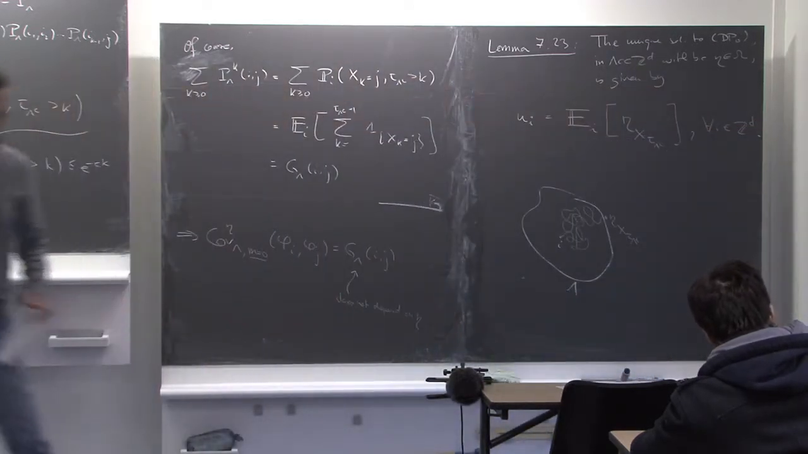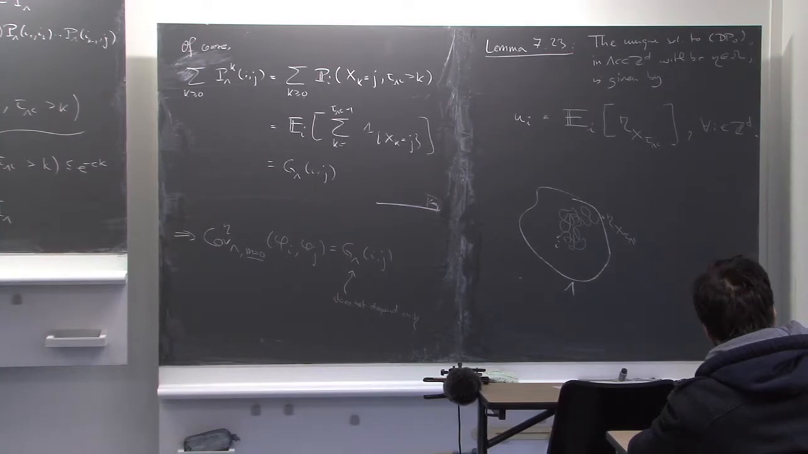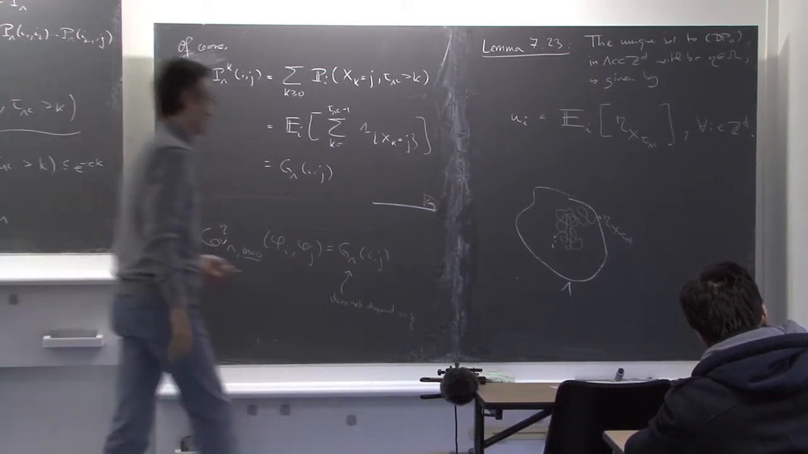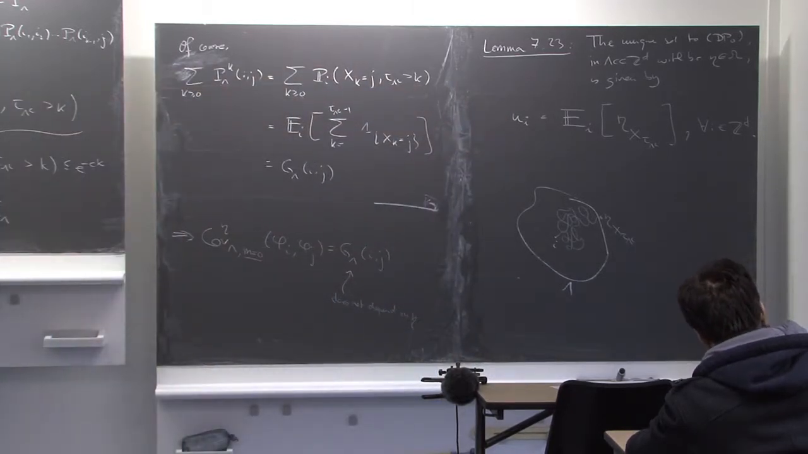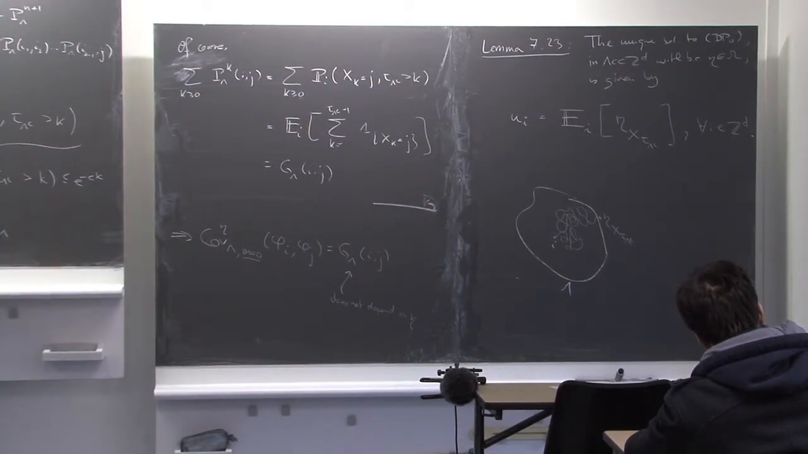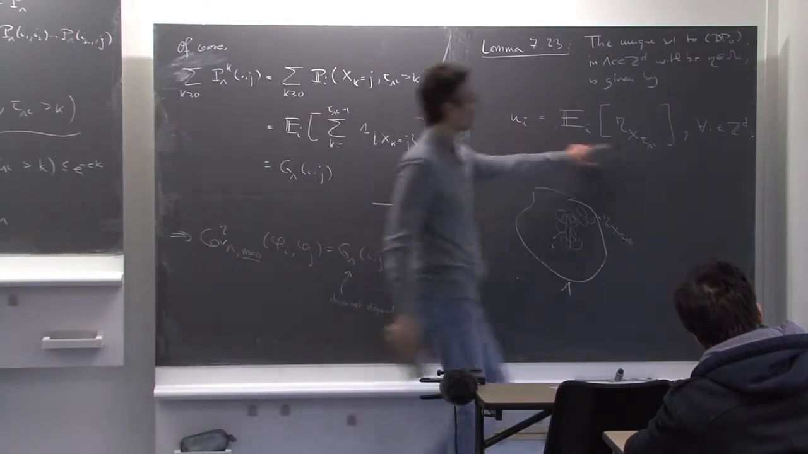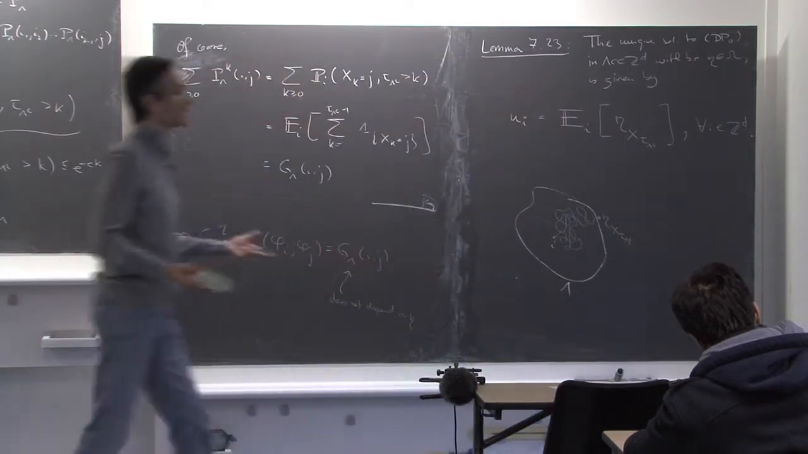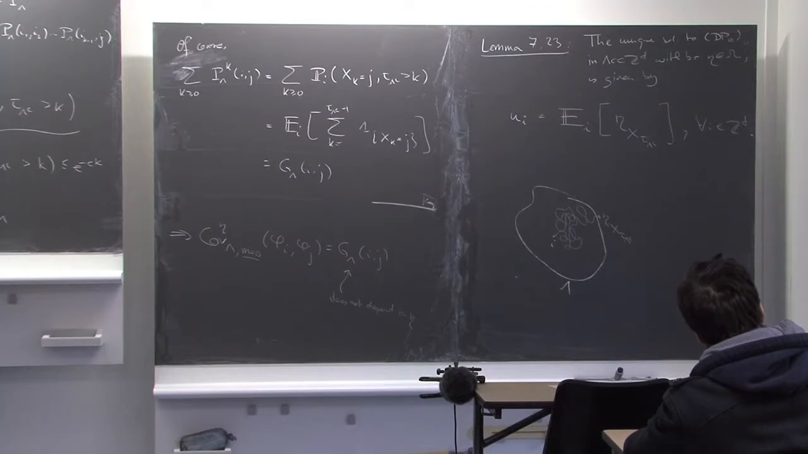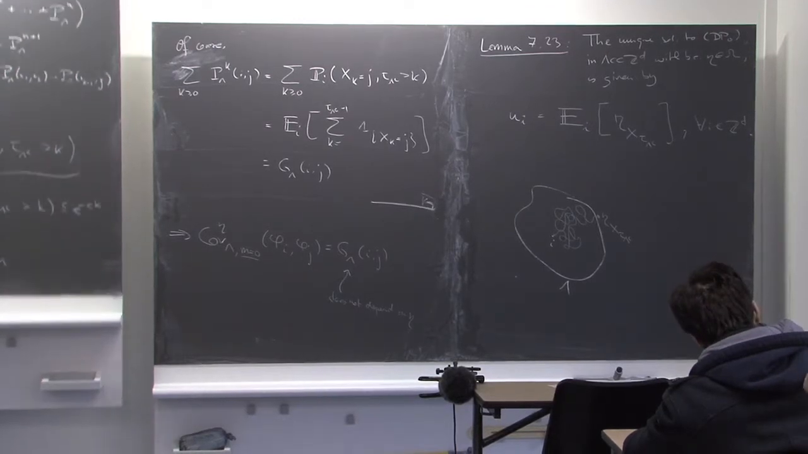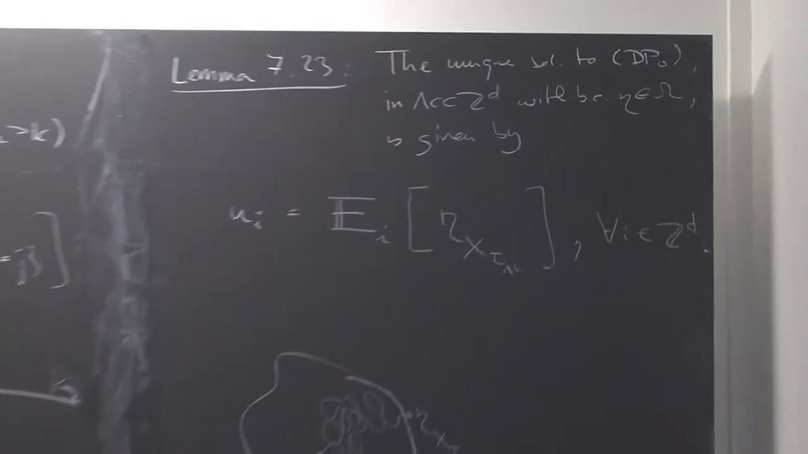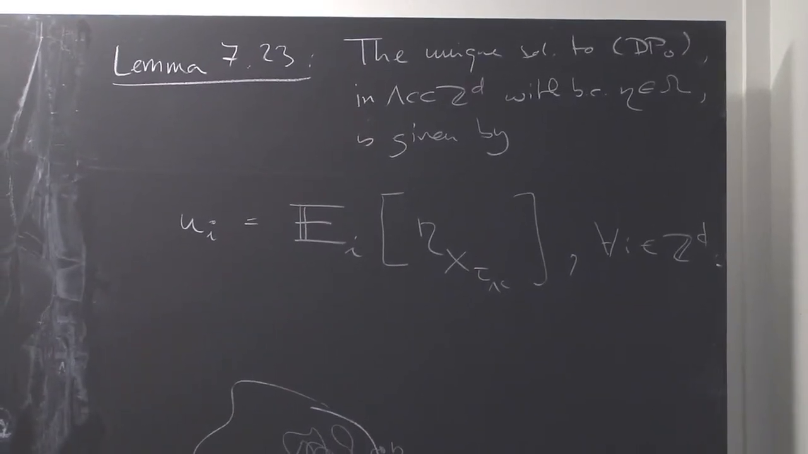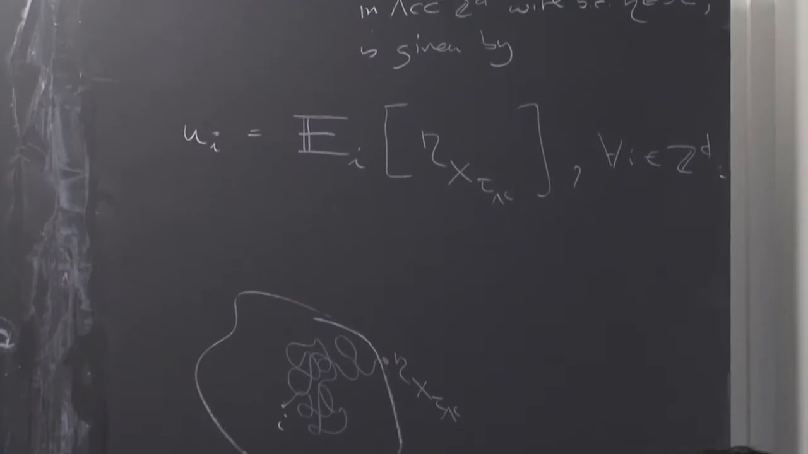You can compute this. So let's prove, it's very simple, of course. We have to show that this expression here solves the Dirichlet problem. We know already that there is a unique solution. If I show that it solves the Dirichlet problem, then it's the solution of the Dirichlet problem.